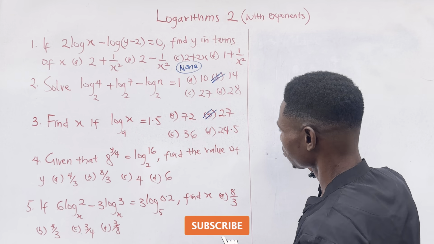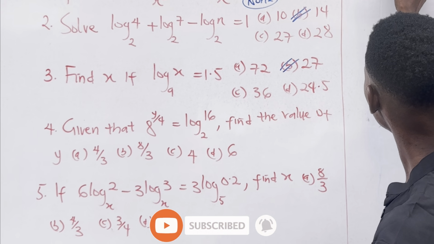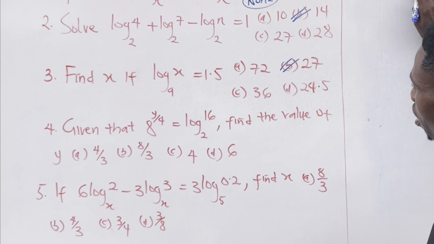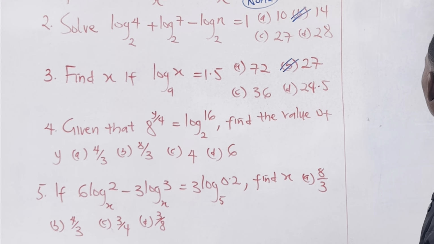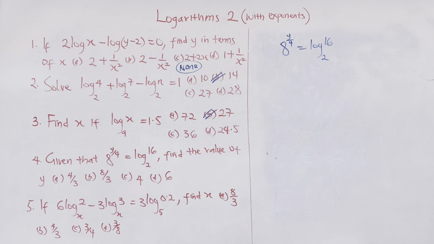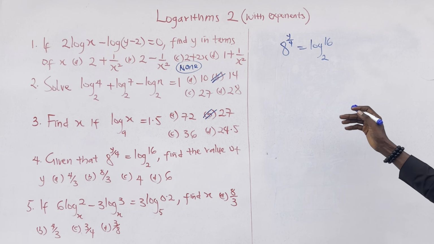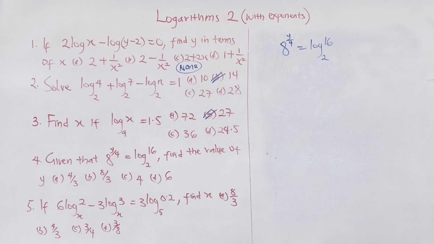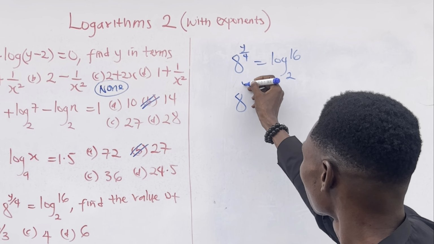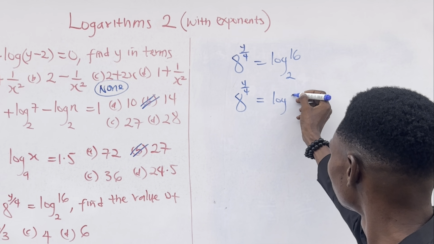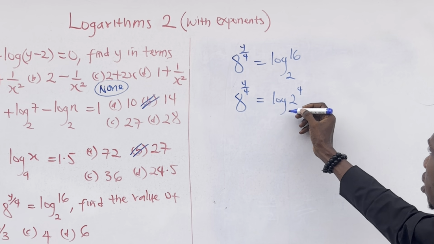Okay, let's move to number 4. We are given 8 raised to the power y over 4 equal to log 16 base 2. There are many ways we can go about this. We can convert to index form based on what we've just learned, but watch my preference. I prefer this method; I believe it's simpler and shorter. So 8 raised to the power y over 4 equals log 16 base 2, and 16 can be written as 2 raised to the power 4.